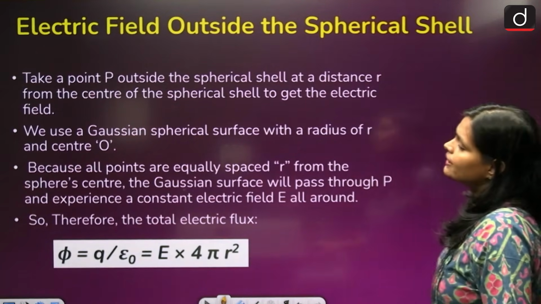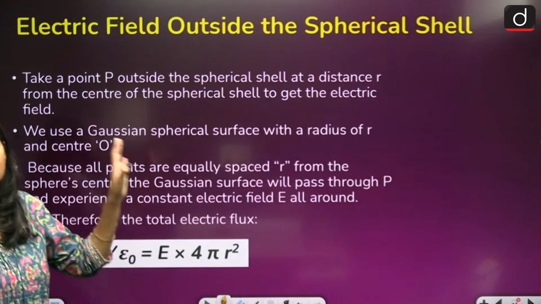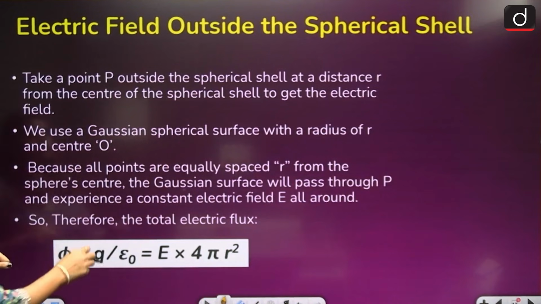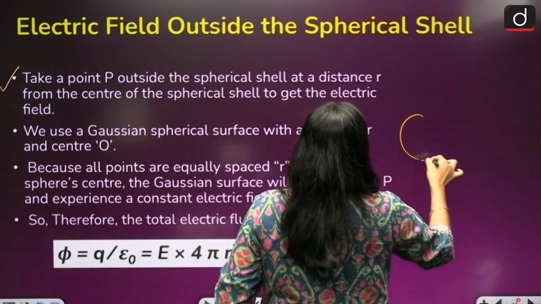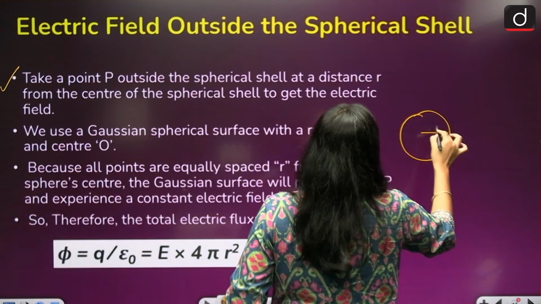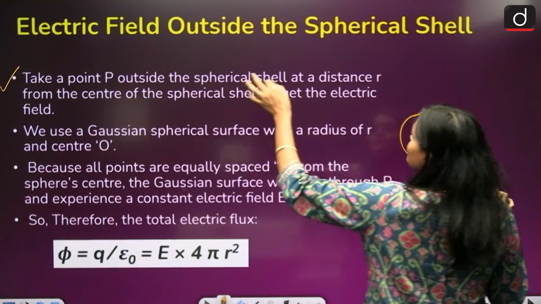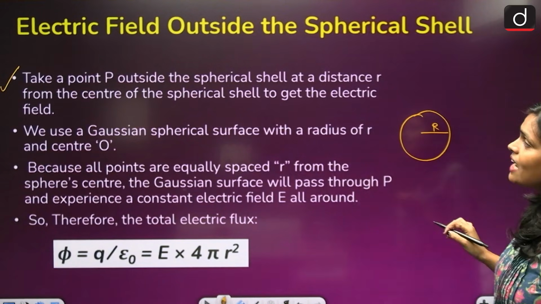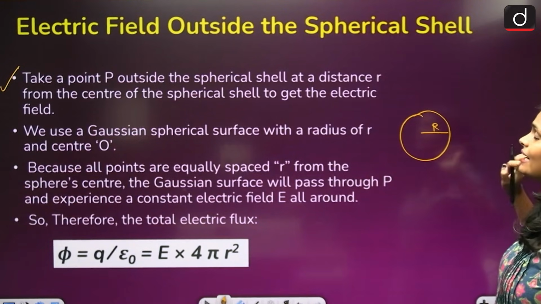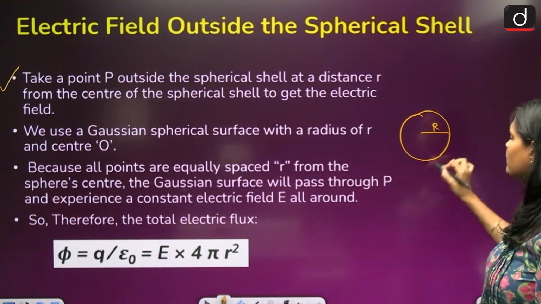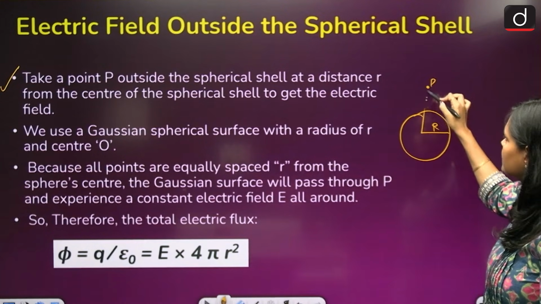So first of all, let us calculate the electric field outside the spherical shell. Take a point P outside the spherical shell. Suppose this is your spherical shell having the radius r. Take a point P outside the spherical shell at a distance r from the center of the spherical shell to get the electric field. Take any point P.